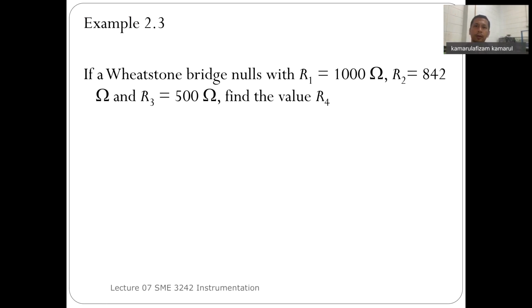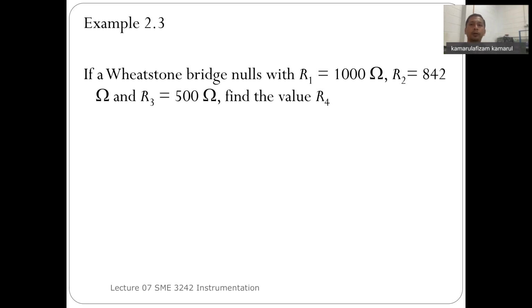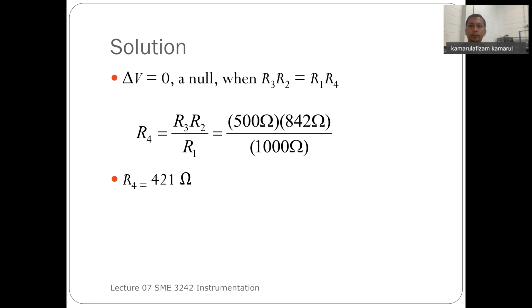The question says, if a Wheatstone bridge is null, with R equal to 1000 ohm, R1 is 1000 ohm, R2 is 142 ohm, and R3 is 500, find the value of R4. So you have the keyword here, bridge null, meaning that you can use the formula of R3 multiplied by R2 equal to R1 multiplied by R4. So you take out the formula and substitute the resistance values with the given ones. So you will finally have R4 equal to 431 ohm.